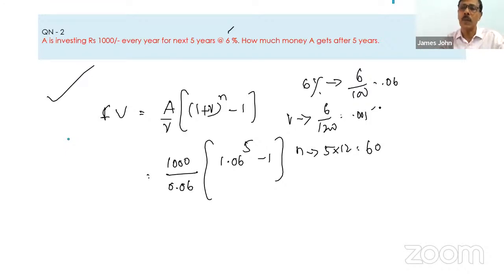Similarly, suppose they say it is half yearly, every half year, or every quarter, the R and n undergo that change. I think it's clear. Yes, sir. Can I go to the next one?